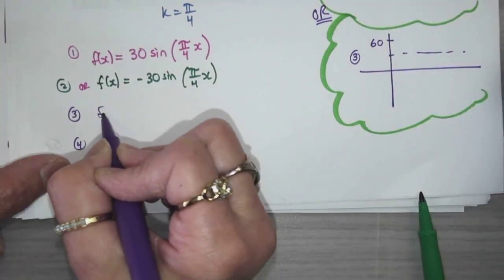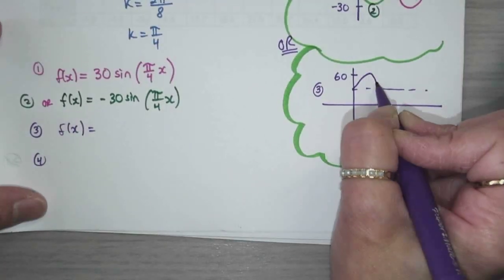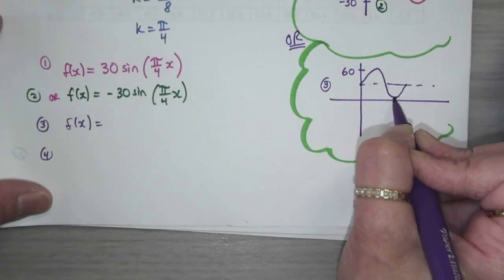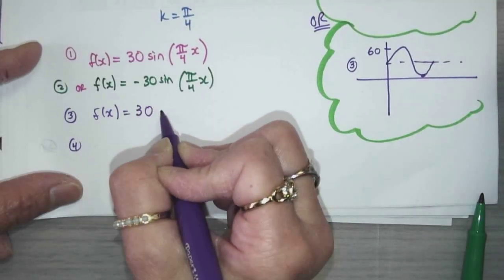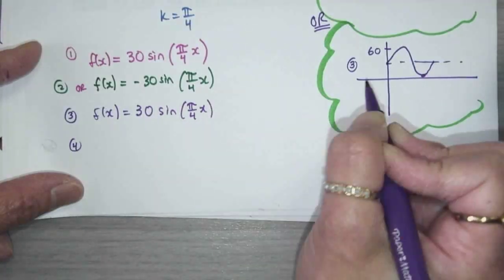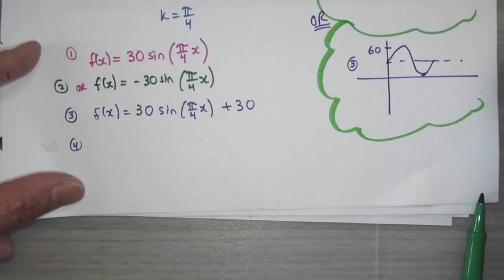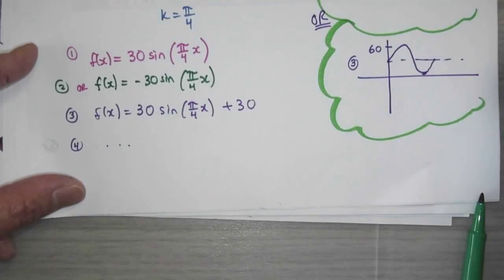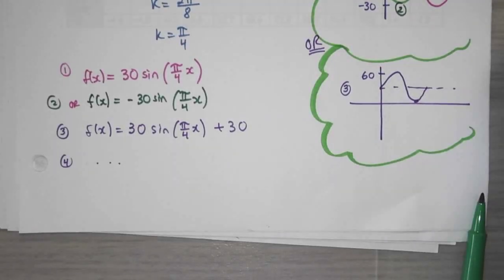But then here, how would I change this one? Depending on which one I gave, the amplitude would still be 30 sine pi over 4x and then plus 30. Is that right? Tell me if I'm right. Good. And then, or I just don't want to do it, I'm bored. Okay? All right, lovely.